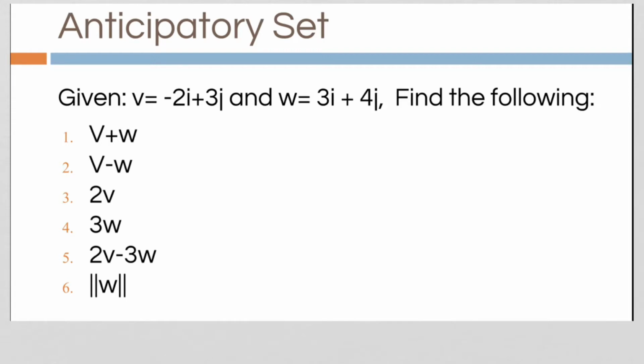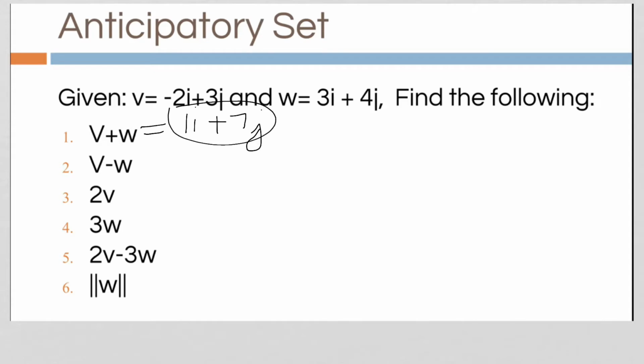I gave you this warm-up on the board to start with. I'm going to write down the correct answers just to make sure and see if there are any questions. For the two vectors that are given, W and V, we're asked to add them first and subtract them second. So when I add V and W together, I add my i's, which are like terms. I get 1i. I add my j's together, and I get 7j. So my answer is i plus 7j for number 1.